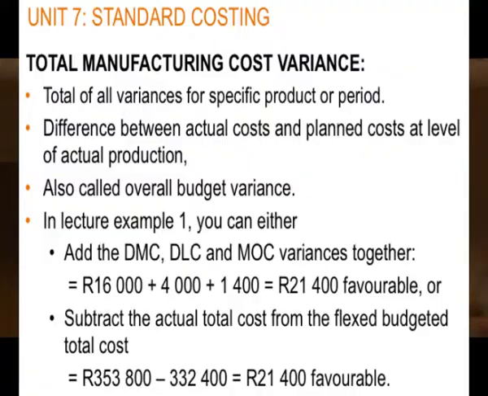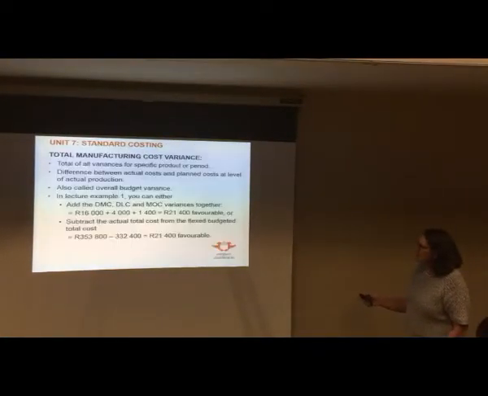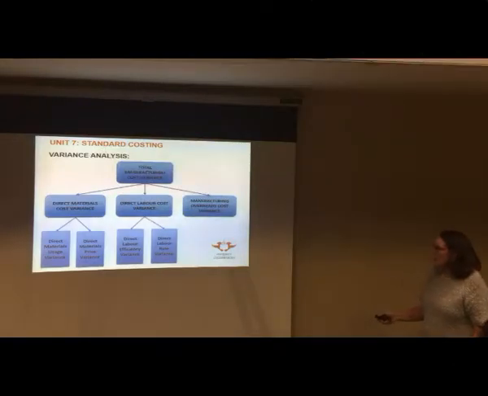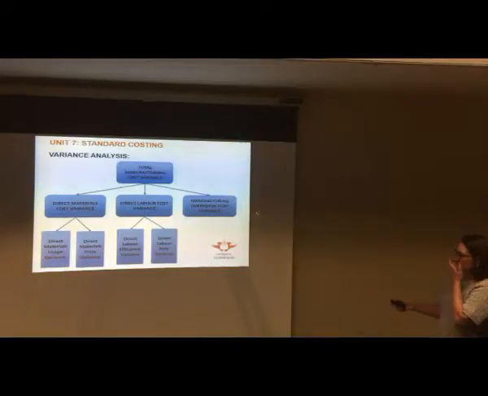The total manufacturing cost variance, that's this one down here. This is the total manufacturing cost variance. It's the sum of all the different variances, okay? And it's the difference between the total actual and the total budgeted or planned or anticipated, right? It's also called the overall budget variance. Now, we can break that total cost variance down into direct materials, direct labor, and manufacturing overheads. We know in this example here, I hope I did it right, that we've got a variable overhead variance and a fixed overhead variance.